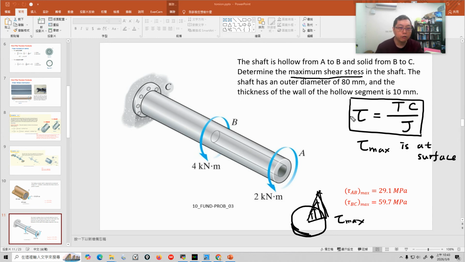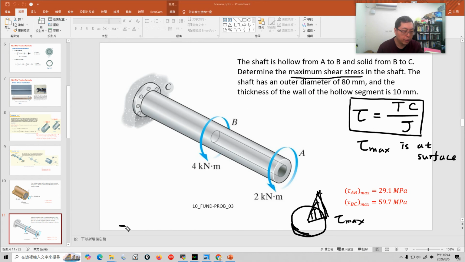So let's go back to this problem and look at the geometry of this shaft. The AB part is hollow and the BC part is solid. I think there's no very special issue with the BC part. Let's look at the AB part. It says the AB part is hollow and the outer diameter is 80 millimeter.